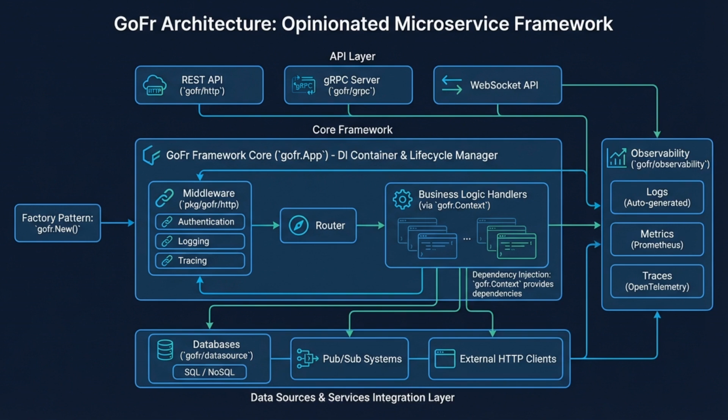Its architecture revolves around a central application instance that functions as a dependency injection container. When a request comes in, it passes through middleware that automatically generates logs, metrics, and traces. The framework also deeply integrates OpenTelemetry, the industry standard for telemetry data. Here's what that means in practice. When a developer uses gofr's built-in database client, a new trace span is created automatically and linked to the original request. This gives you a complete end-to-end view of a transaction with no extra effort.